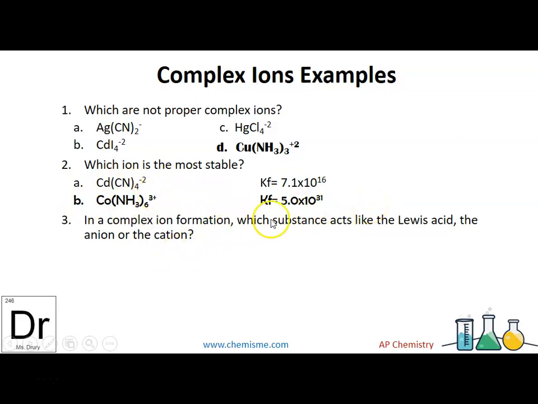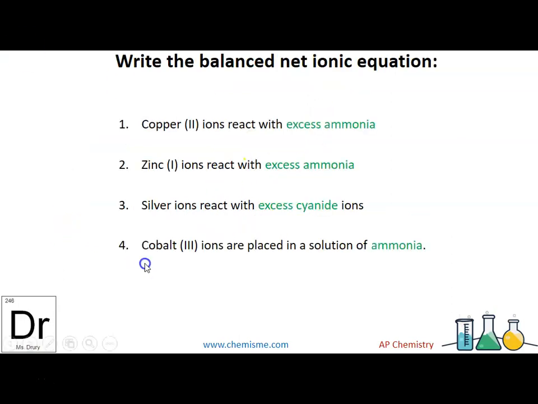And in a complex ion formation, which substance acts like a Lewis acid, the anion or the cation? If you remember Bronsted definition, bases accept, acids donate protons, then you have to just flip everything. That becomes that acids accept electrons, and so the one that's accepting electrons in all these examples is the metal part. And then some examples of the net ionic equations that we're seeing from these.